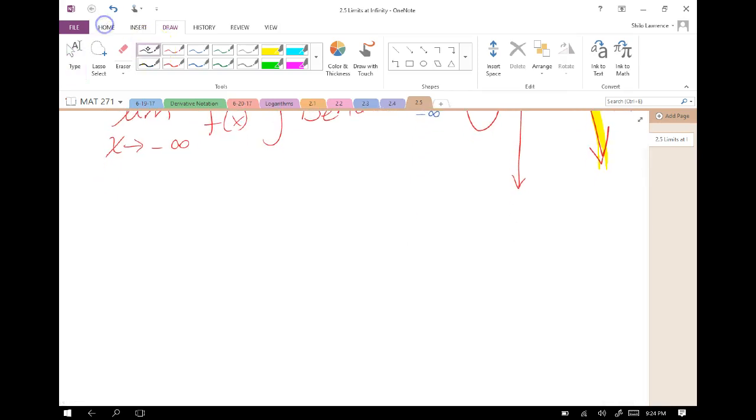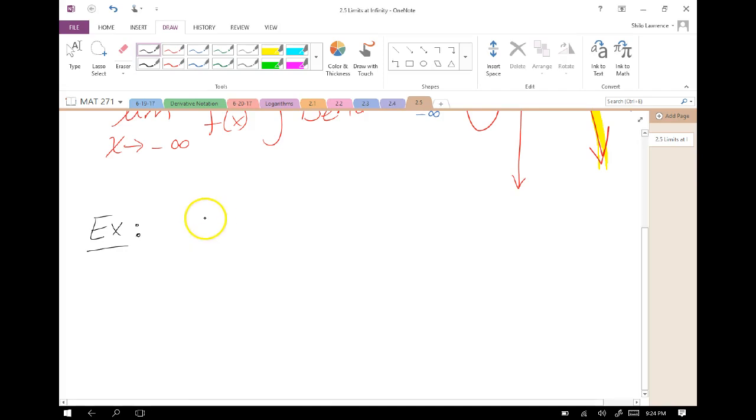Now, you might not be given the graph, you might be given the function, and you always have the option to look at the graph. So you could type it into y equals on your calculator and take a look at the graph, or you can type it into Desmos on the internet, which I'm going to do for this example here.